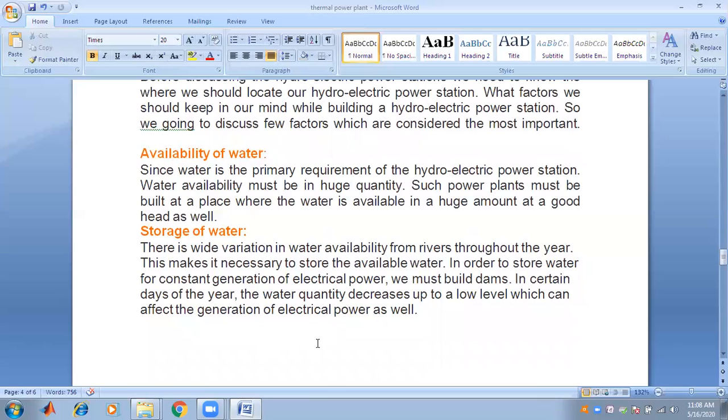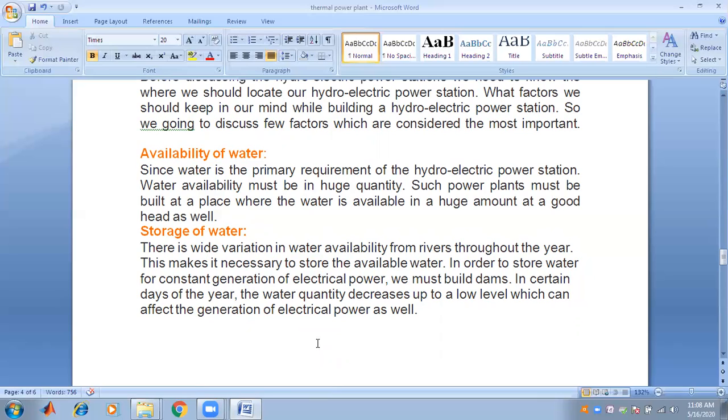There is a wide variation in water availability from rivers throughout the year. This makes it necessary to store the available water. In order to store water for constant generation of electric power, we must build dams. We all know the concept of dams, where we can store the water, and from there we can meet our daily demands.